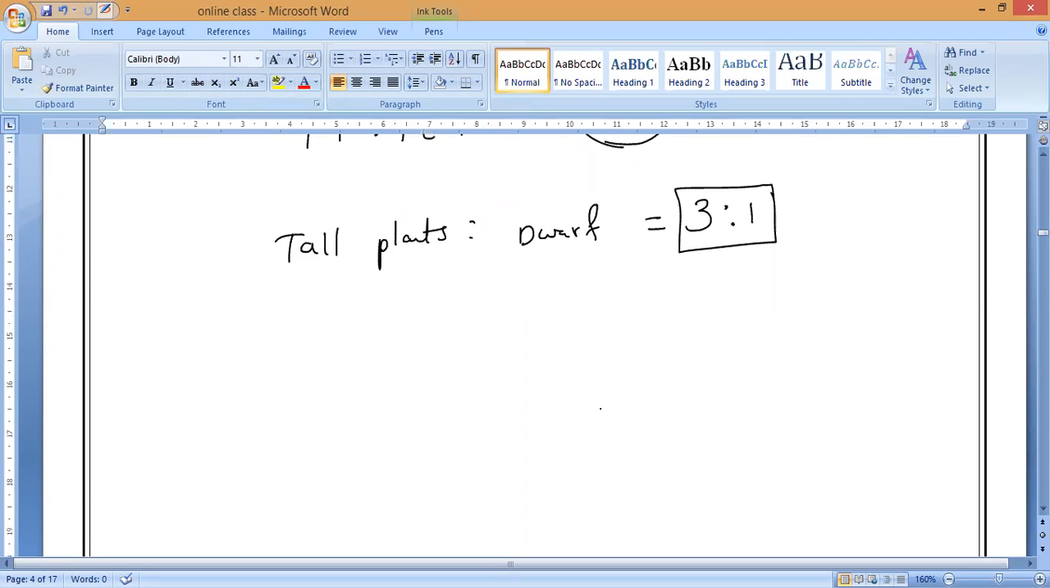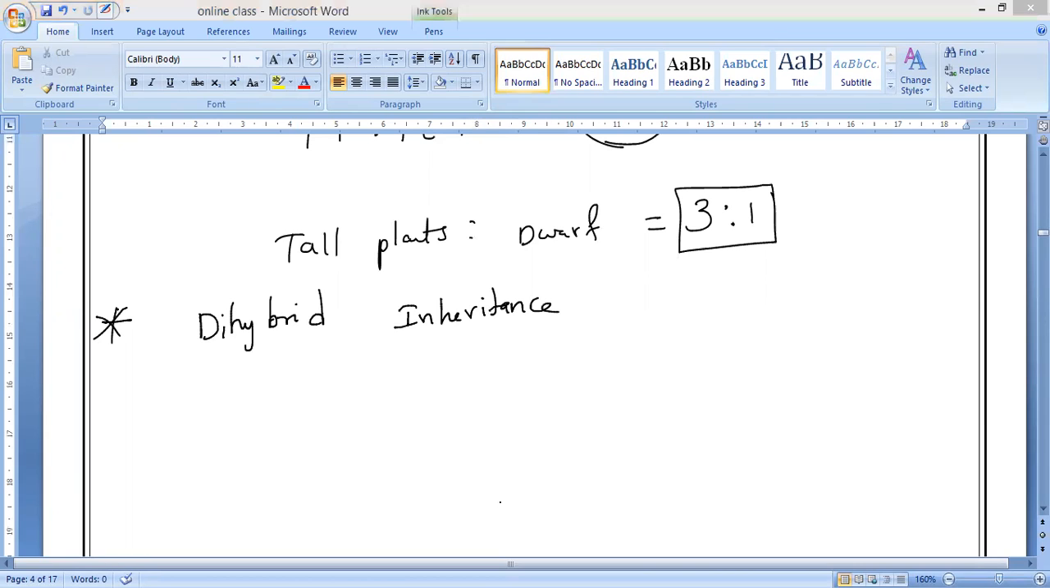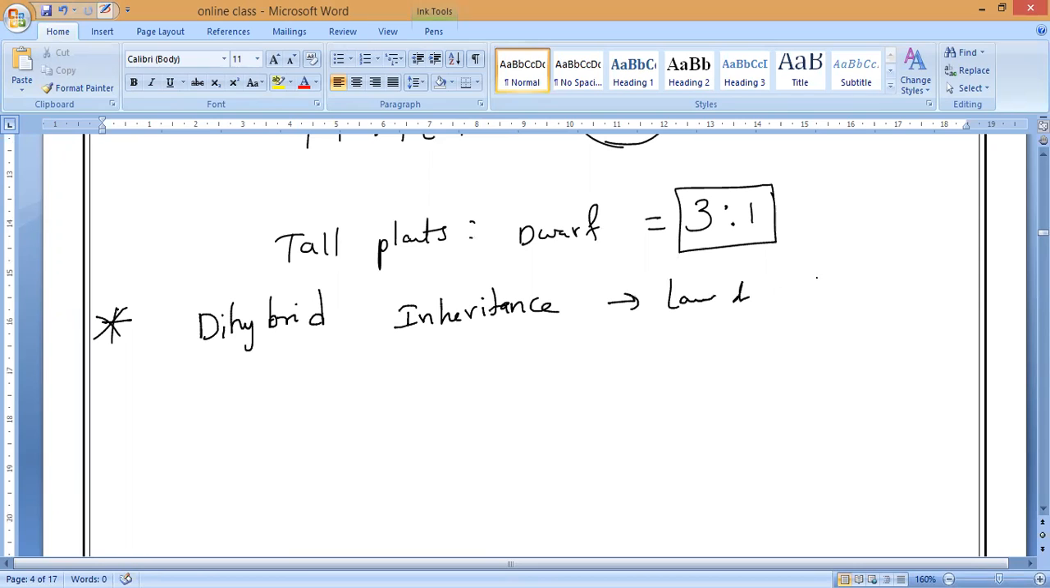Next we will study the second one. After this we studied dihybrid inheritance. Yes or no? Dihybrid means how many characteristics, guys? Two pairs of contrasting characteristics. Understanding? Also we studied the law of independent assortment. Understand? So, the law of independent assortment.